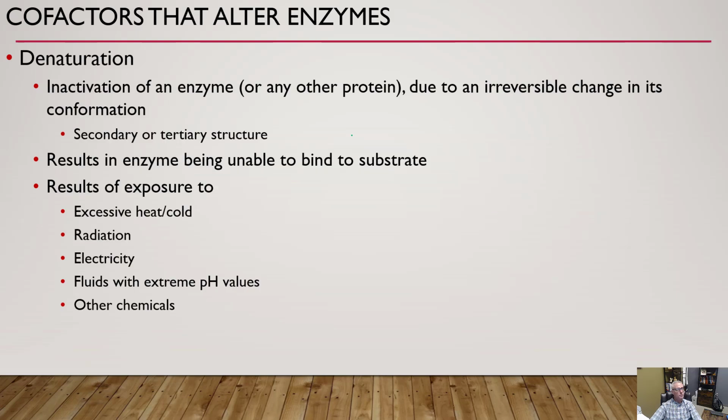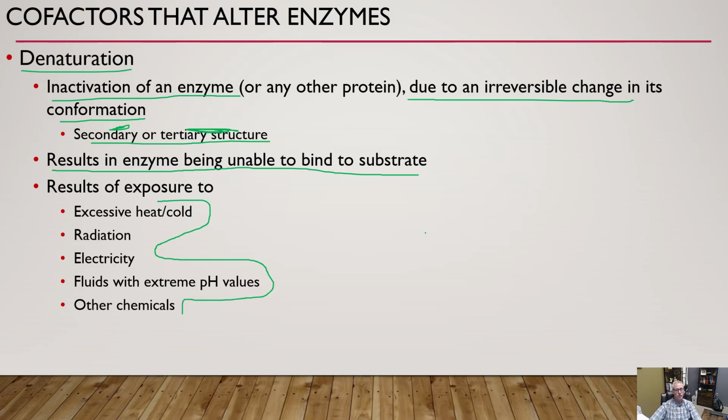Cofactors that alter enzymes. Remember, we talked about denaturation, and that's how proteins become inactive, or enzymes can become inactive due to an irreversible change in that conformation, that secondary or tertiary structure, due to hydrogen bonding or chaperone proteins, and results in that 3D conformational shape. And now that protein and enzyme are unable to bind together due to temperature changes, radiation, electricity, pH changes.